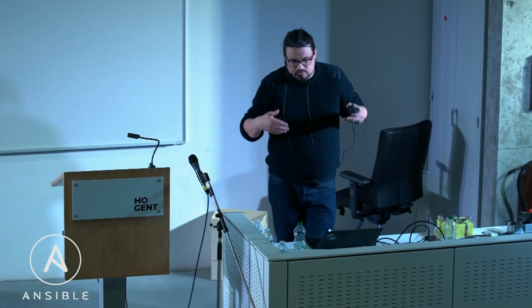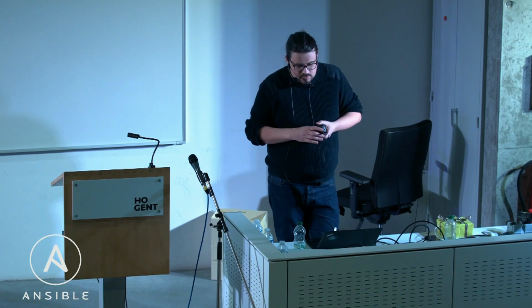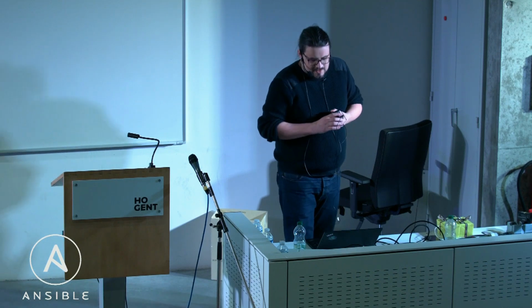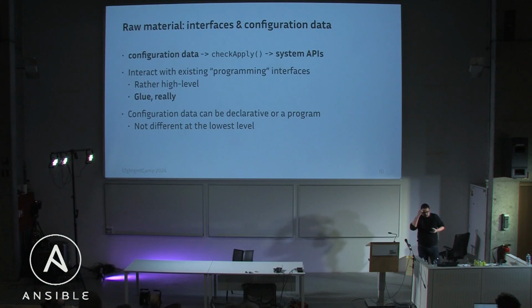So we interact with what I call system APIs, which are kind of programming interfaces. Sometimes it's a big word for something that's really hacky, but it's actually a programming interface. And it's always kind of a high-level interface. The low level of infra automation is still very high level in the operating system world. System automation is really about glue and not deep actions.